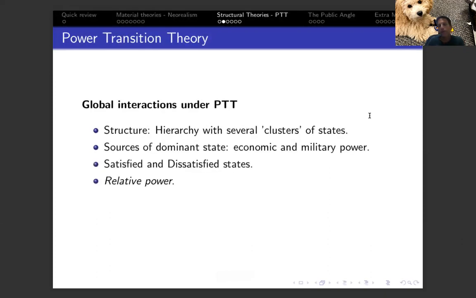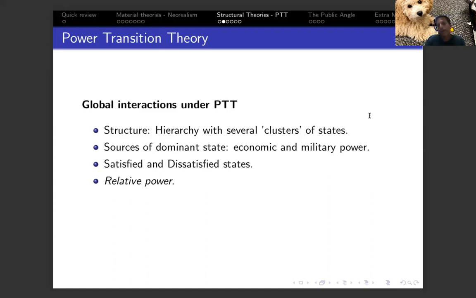Another important aspect of power transition theory is the concept of satisfied or dissatisfied states. This is also fitting with another theory, very, very close to that. I'm not going to talk about that. It's called the hegemonic stability theory. And that's very close to the power transition theory. We're going to talk about it, but we're not going to talk about that today.